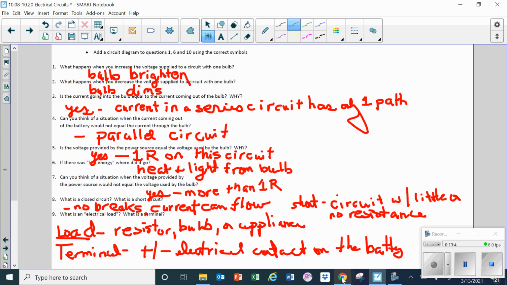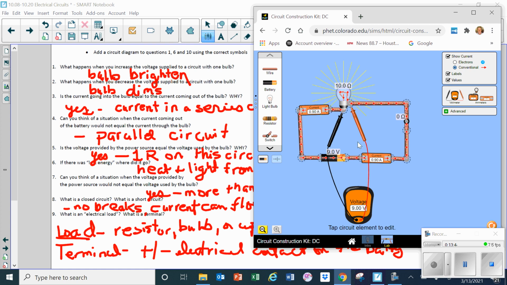Okay, let's go back to our PhET sim and I'll show you a couple things. So first off, this is a closed circuit. Current is flowing. There are no breaks. It's not a short. There is a resistor on this circuit, and it's 10 ohms. So this is not a short circuit. The load on this circuit is the bulb. That's the device or the appliance. The two terminals of the battery, one is here and one is here. This is the positive one, this is the negative one.